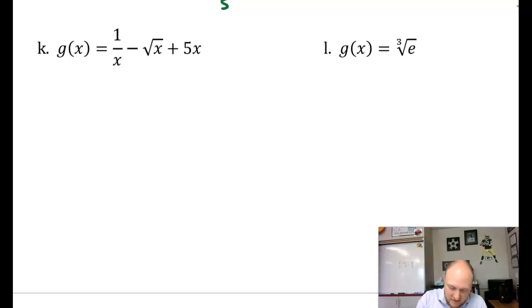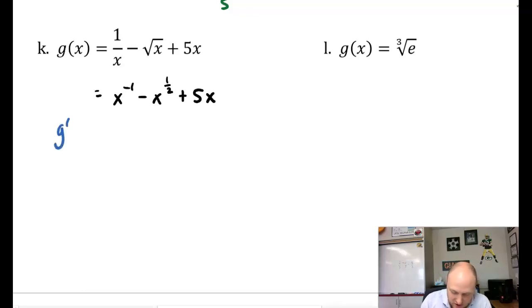Okay, hopefully you paused the video. Here's what you should have gotten for K and L. You had to prep, again, I'm going to take this variable out of the denominator. So that's x to the power of -1. And then I'm going to change the radical to a fraction. So power 1/2 plus 5x. Okay, there's G of x.